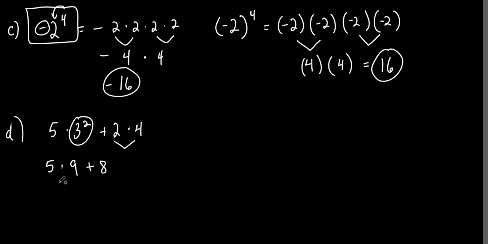Now I can go ahead and do this. Do I go 5 times 9 or do I go 9 plus 8? What do I do first? 5 times 9. I do that because of order of operations. You do multiplication before you do addition. What's 5 times 9? 45. And then plus 8, and that would be 53. And there you go. That's how you do stuff like that. It's not that difficult, is it?